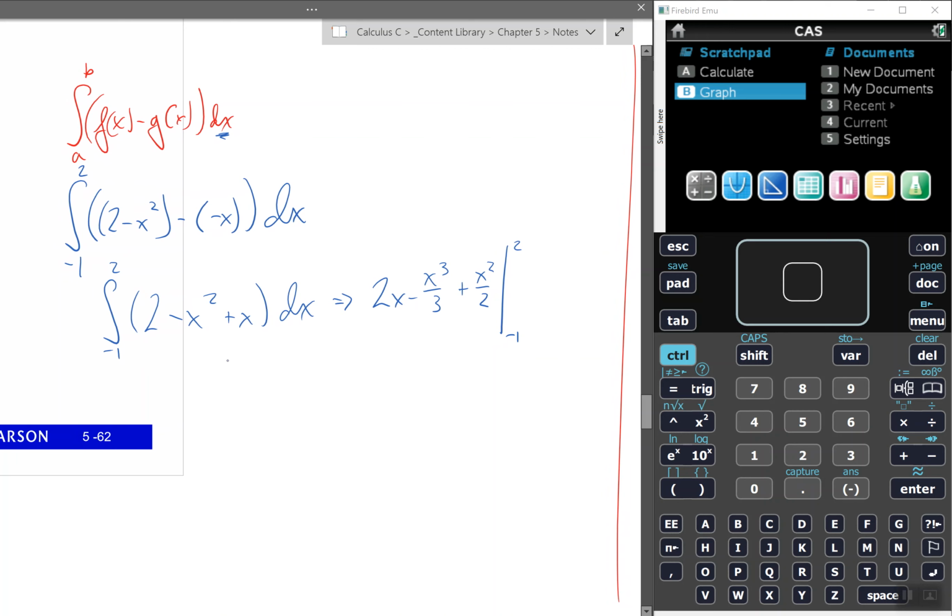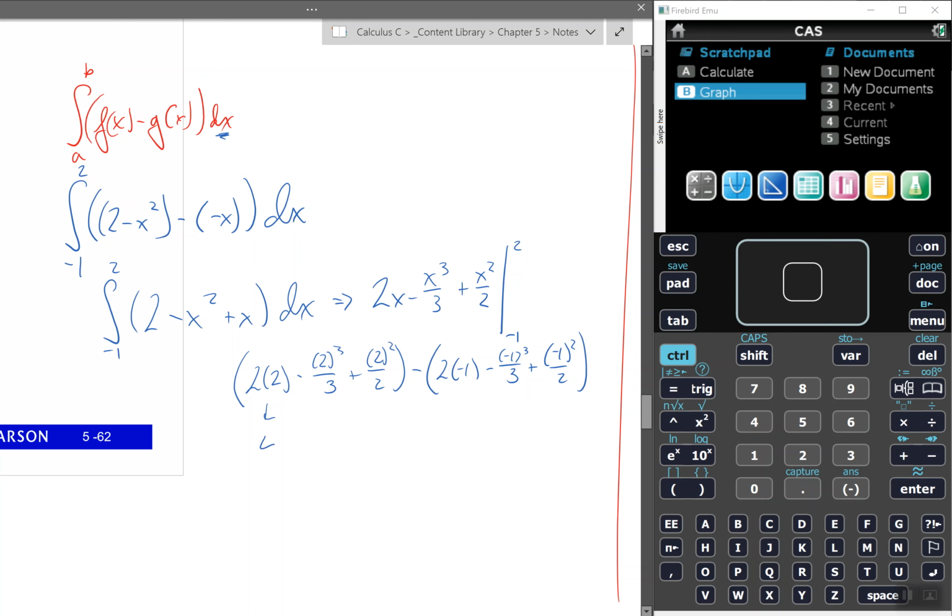So if we plug in 2, we'll have 2 times 2 minus 2 cubed over 3 plus 2 squared over 2, minus 2 times negative 1, minus negative 1 cubed over 3 plus negative 1 squared over 2. Okay, so we've got some fractions to deal with here, some thirds and some halves, but we should be okay.